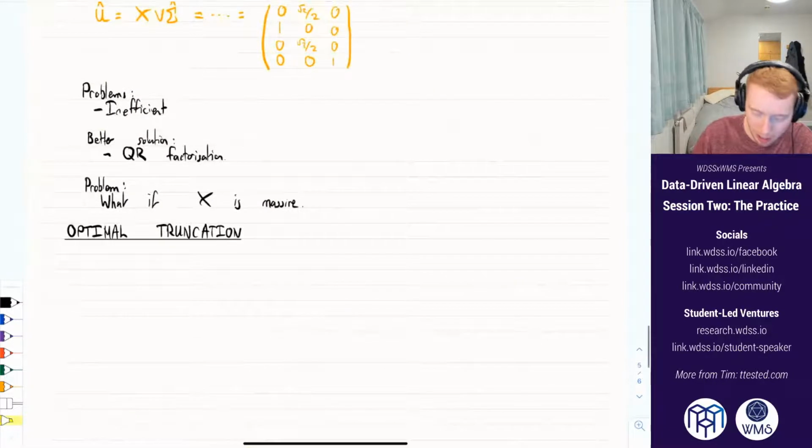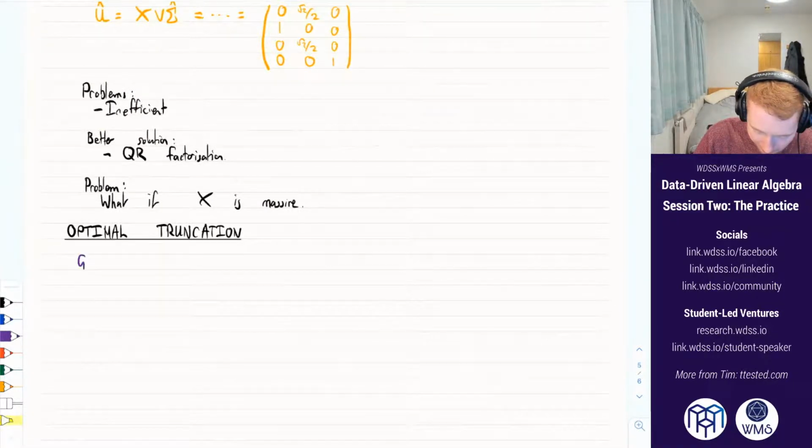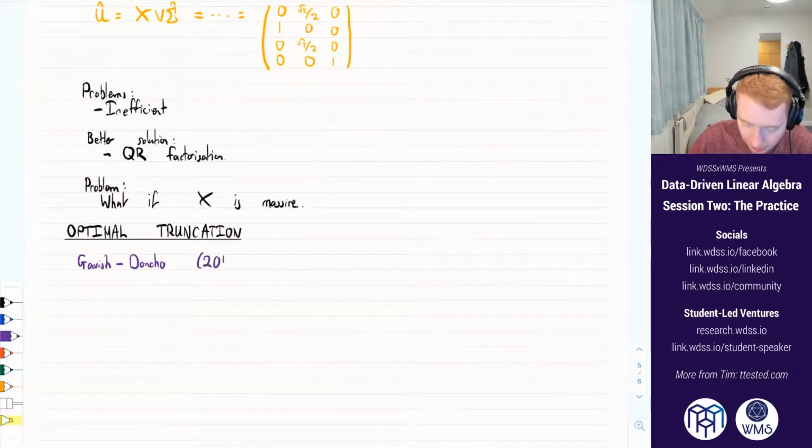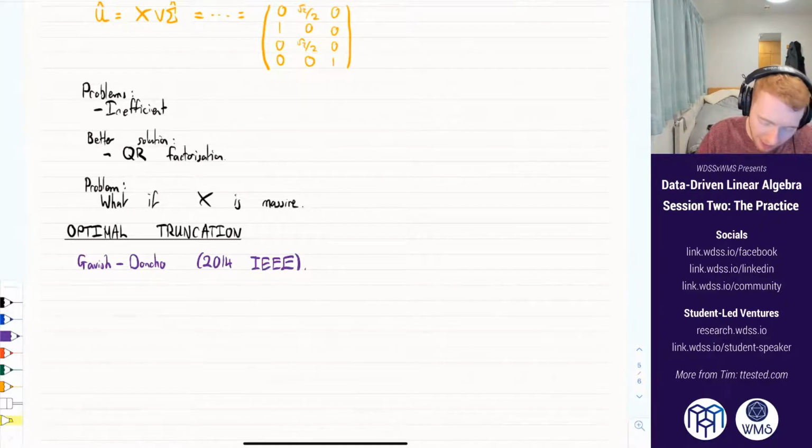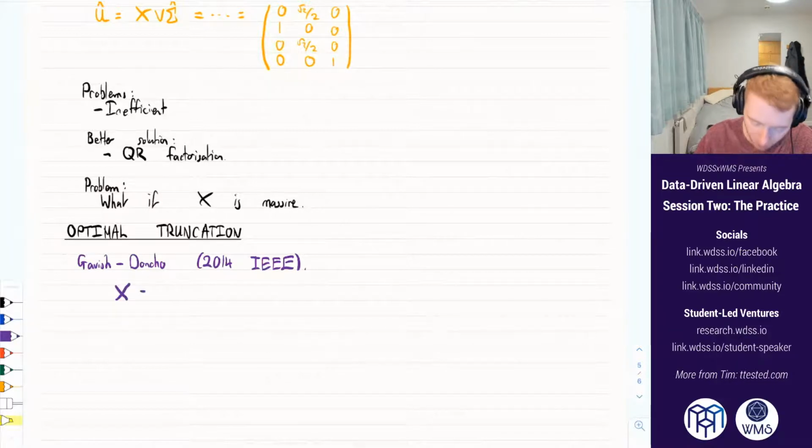It is a method by Gavish and Donoho, published in 2014 in the IEEE journal. It's worth having a look at this yourself. It's very approachable. All the code is included, so definitely have a look at it. It works under the assumption that your matrix X can be decomposed into two parts. There's an underlying true signal, the actual thing you want to represent, plus some noise.